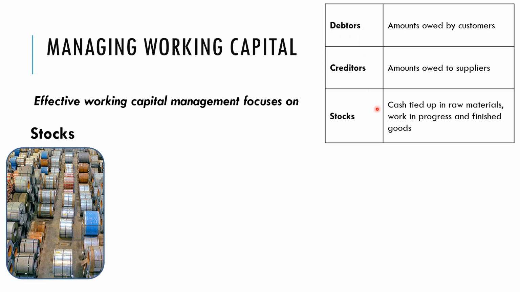So in terms of stock, it is really cash tied up in raw materials, work in progress, and finished goods. So the business needs to consider how much stock it should hold at any given time. How much stock should they have? Too much and you've tied up all your cash, too few and you haven't got enough products to sell.